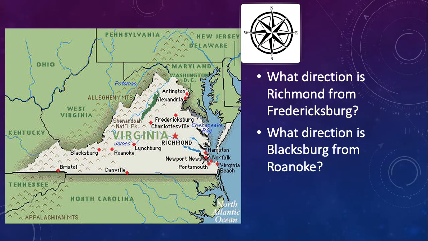So what direction is Richmond from Fredericksburg? Well, if Richmond's here and Fredericksburg's here, if you're going from Fredericksburg, that means you're starting in Fredericksburg. So Richmond is south from Fredericksburg. And what direction is Blacksburg from Roanoke? Blacksburg is to the west of Roanoke. So if it's from Roanoke, you're starting in Roanoke and you have to head west to get to Blacksburg.